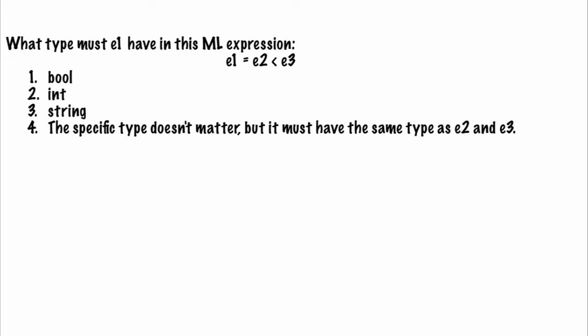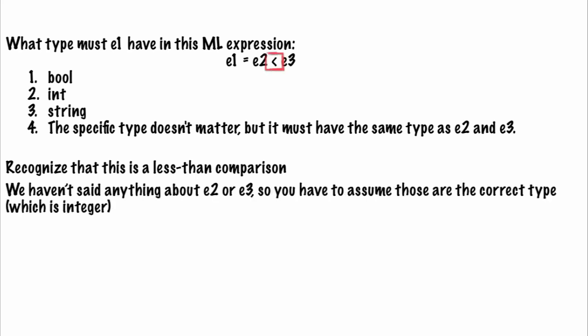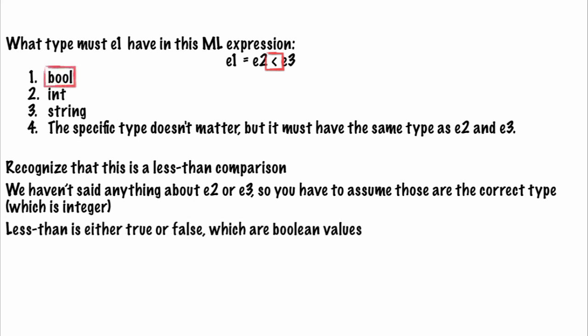What's the type of E1 in the following ML expression? The first thing you need to do is recognize that this is a less than comparison. Since you don't know anything about E2 or E3, you have to assume those are correct. Since we know this is a less than expression, and that returns either true or false, and those are Boolean values, we know the entire type of E1 must be Boolean.